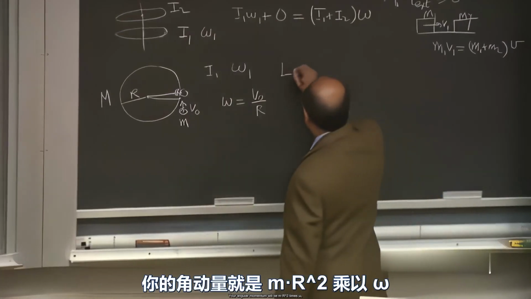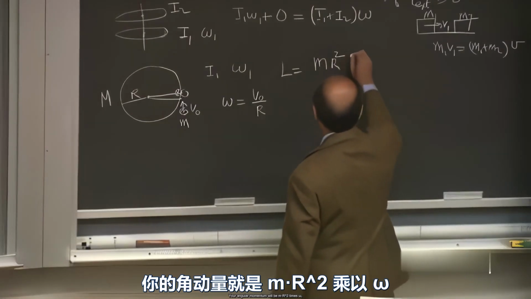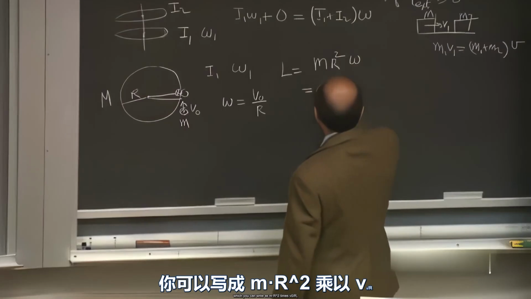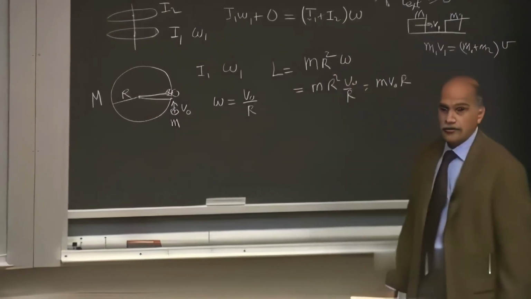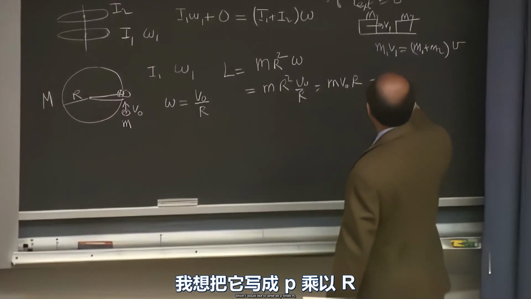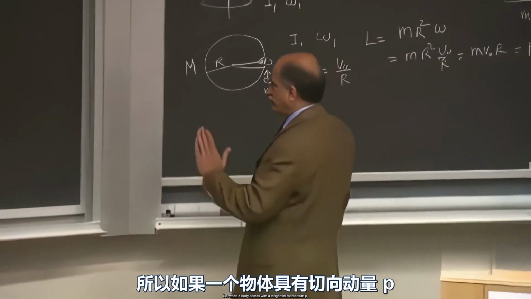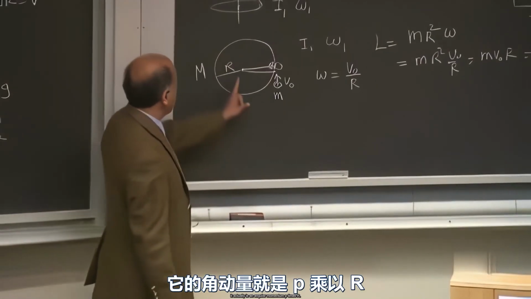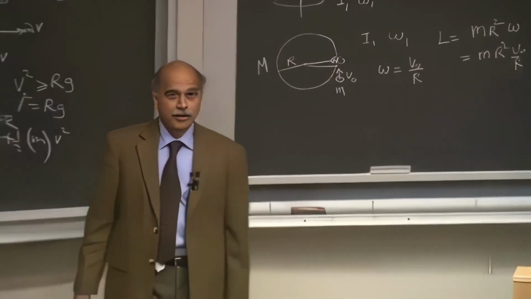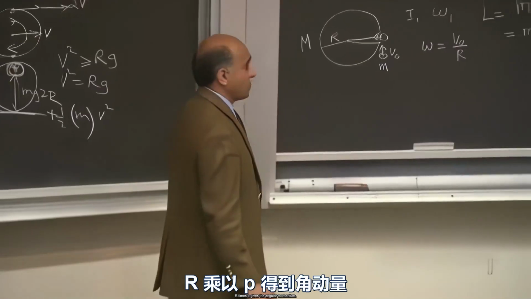Therefore, your angular momentum will be m r squared times omega, which you can write as m r squared times v0 over r, which becomes m v0 r, which I would like to write as p times r, but p is the usual momentum. So when a body comes with a tangential momentum p and it plants itself on the disk, it actually has an angular momentum p times r. This is not very surprising. Just like r times F gives the torque, r times p gives the angular momentum.